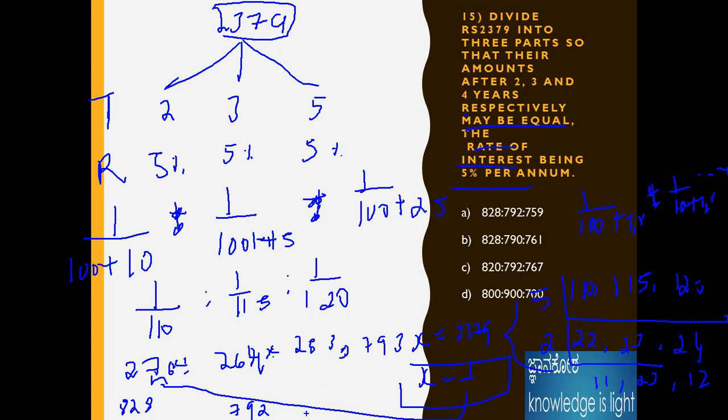253 into 3. 759. Where is the answer? 828, 722, 792 and 750. The first one is the answer for this. So like that we can easily solve the problem by using the same rate.